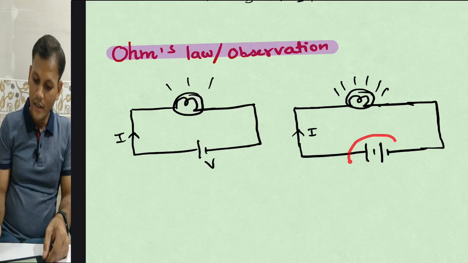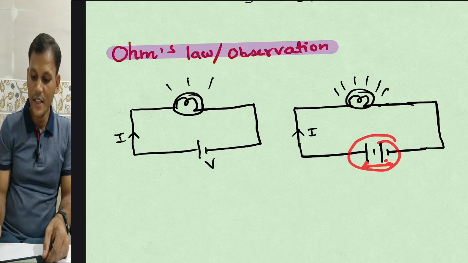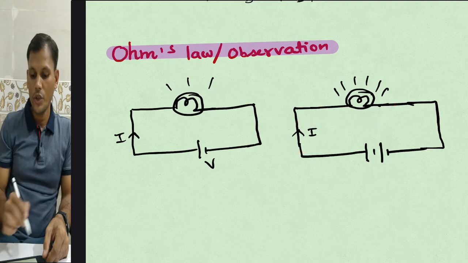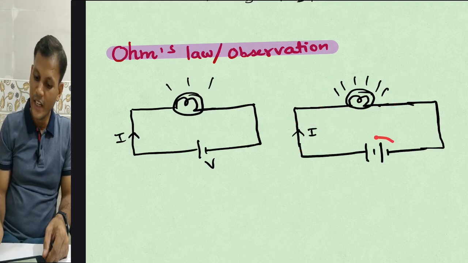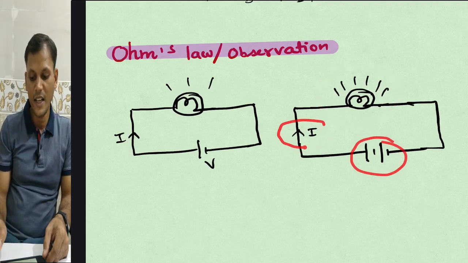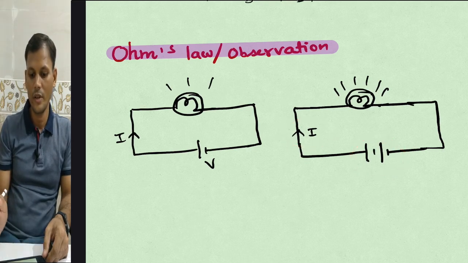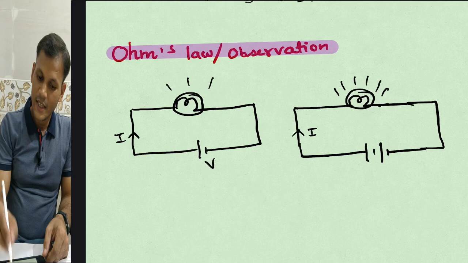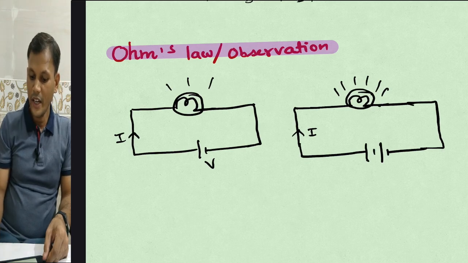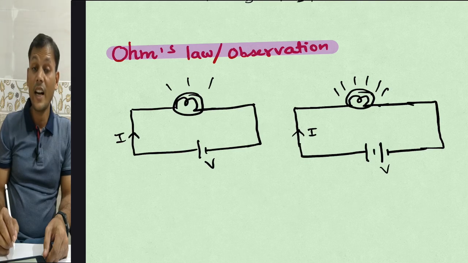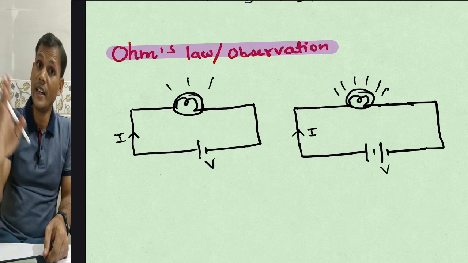And here the number of cells we have increased, it is 2, which means the potential difference increases. So the brightness of the bulb becomes more, which means more current is flowing. So as we increase the potential difference, the current also increases. This is the observation: as we increase the terminal potential difference, the current also increases, so the brightness increases.